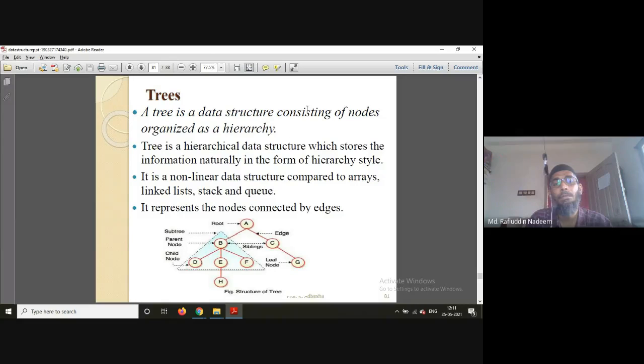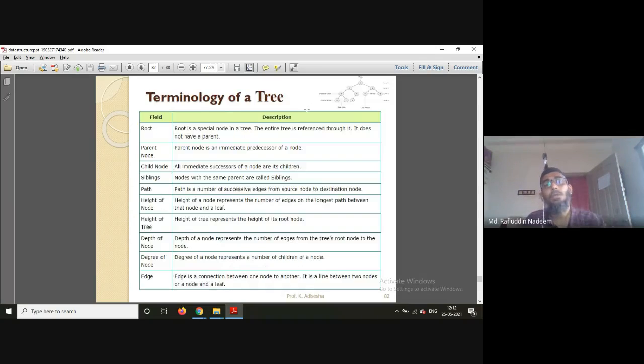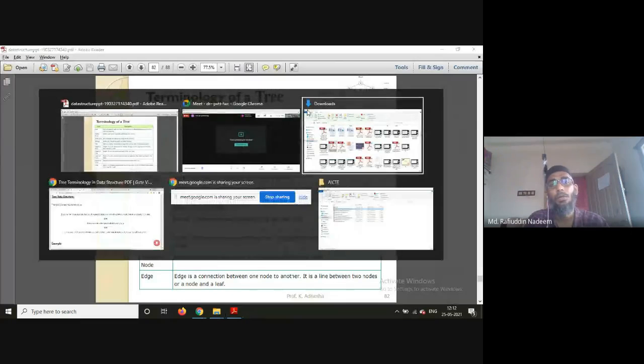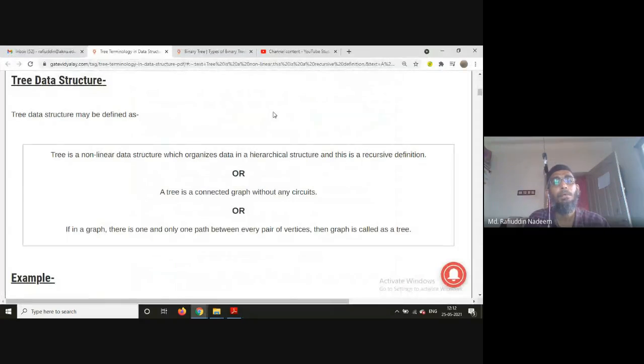A tree is a data structure consisting of nodes organized in a hierarchy, one below another. This tree data structure stores information naturally in a hierarchical style. It is a nonlinear data structure compared to arrays, linked lists, stacks, and queues. We have different terminology which we need to use, and we will discuss it one by one.